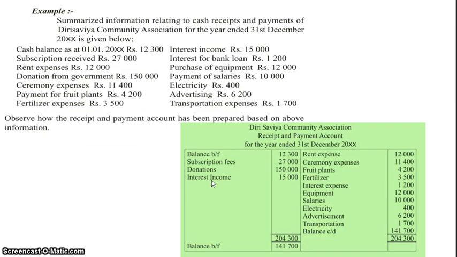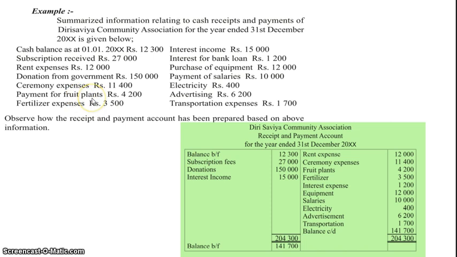Then you have another example given in your book. Here they have not divided it. They have given you the cash balance. So the cash balance you record on the debit side. Then subscription received, debit side. Rent expense on the credit side. Donation from the government, that is you're receiving now from the government, debit side.